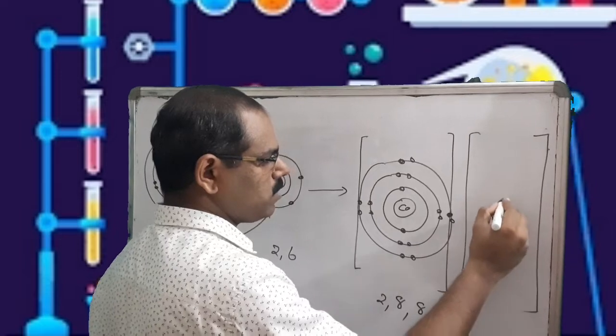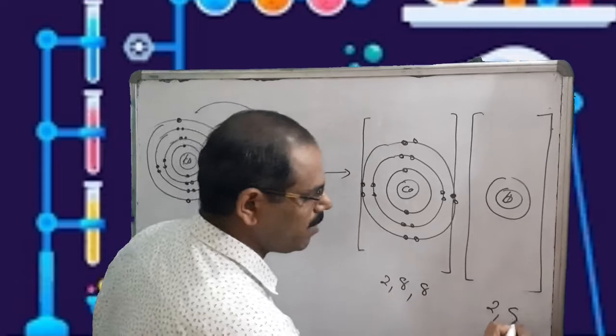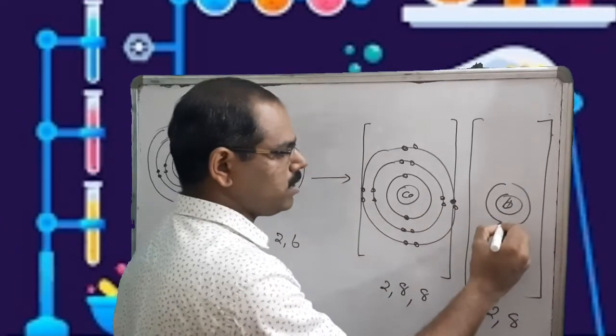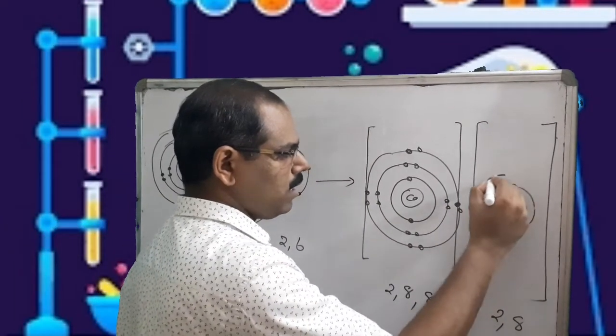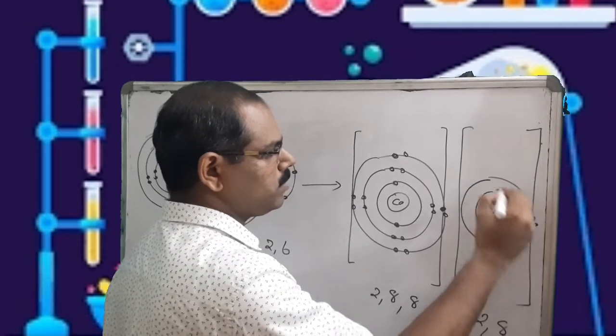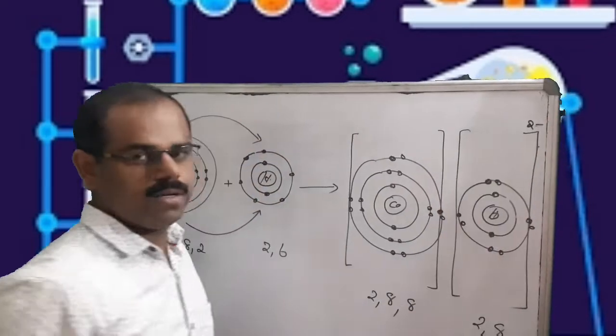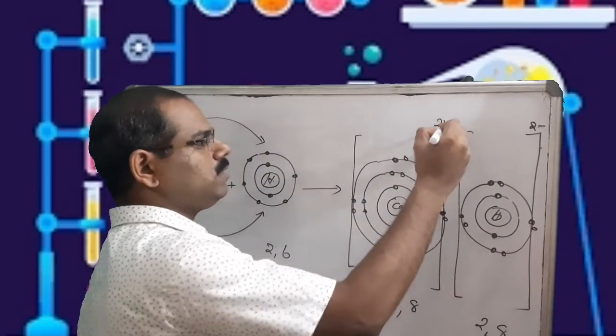It is the nucleus of oxygen. In its electronic configuration, it gains 2 electrons. So in the first shell there are 2 and in the second shell 8 electrons. So we give here 2 minus and we give here 2 plus.